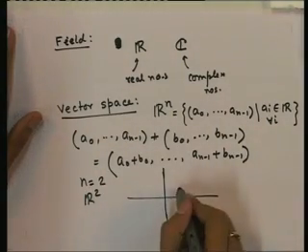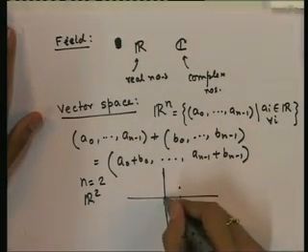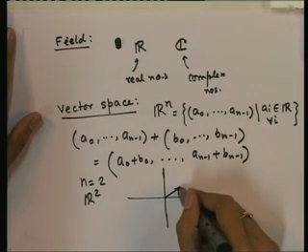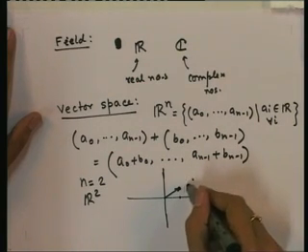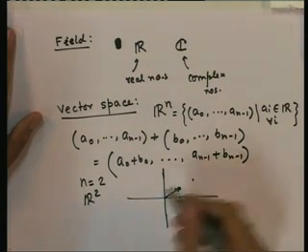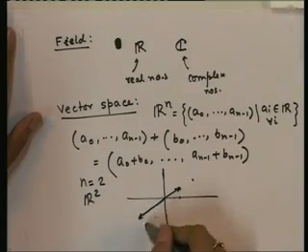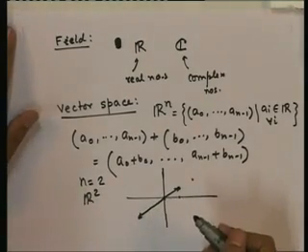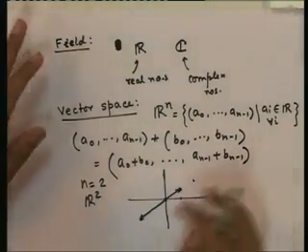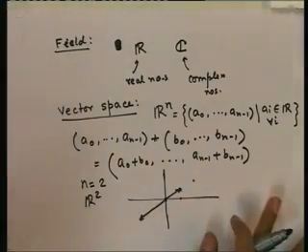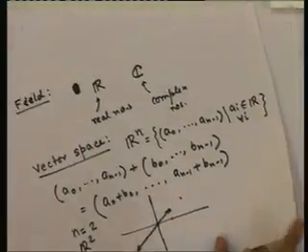You can multiply a vector by any real number. This is one vector, if you multiply by 2 you will get another vector, if you multiply by minus 3 you will get another vector, and so on. So you can multiply any vector here by a scalar. So this is one example. There are other examples which are not like this, and these will be useful for us.